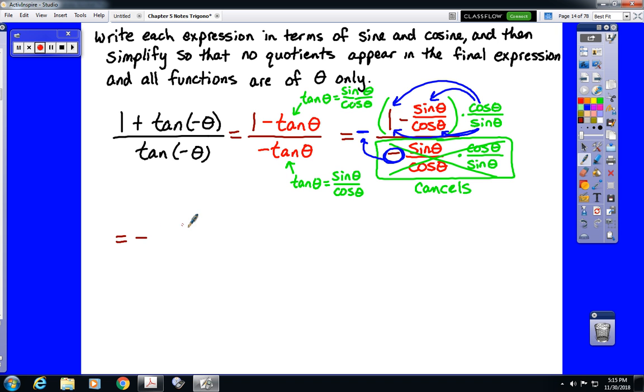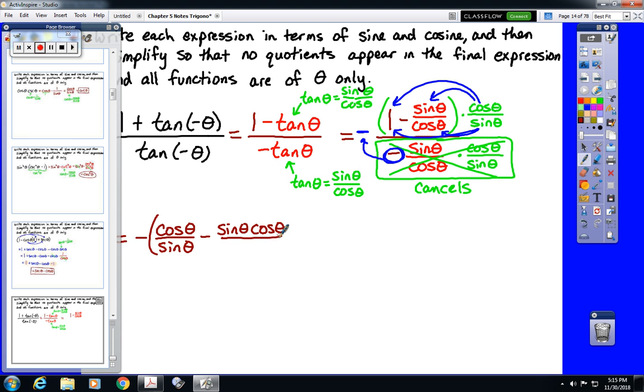and then all that's left is on top, cosine over sine, this is negative, minus sine cosine over cosine sine.